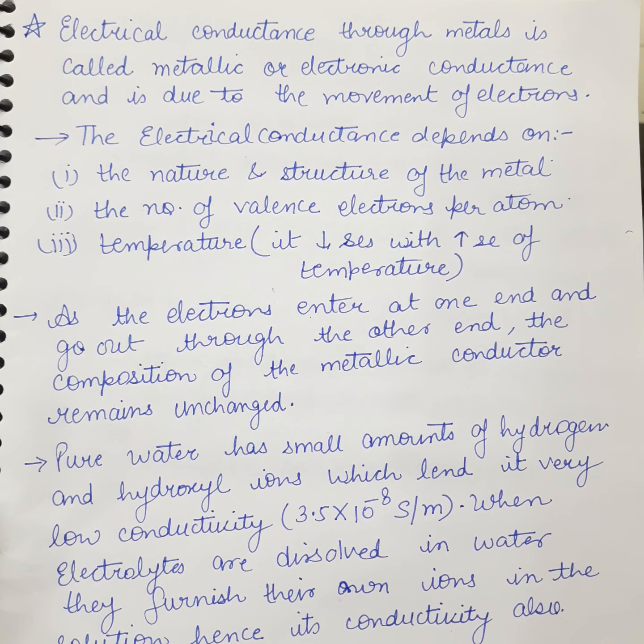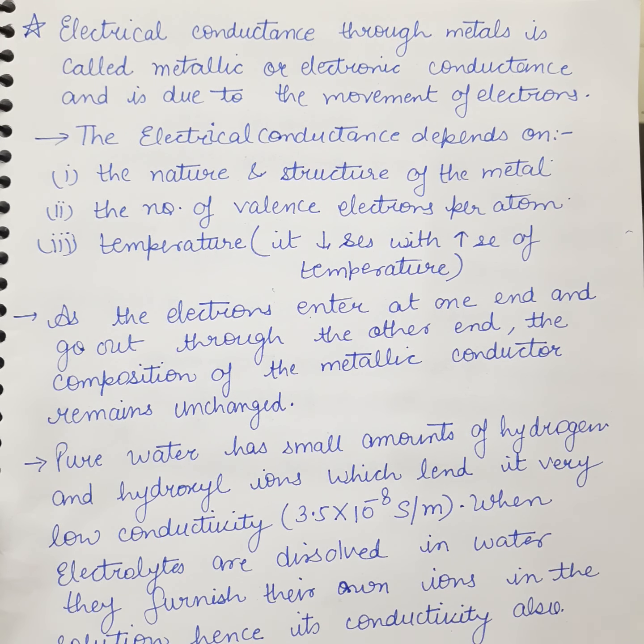Electrical conductance through metals is called metallic or electronic conductance, and it is due to the movement of electrons. The electrical conductance depends on, first, the nature and structure of the metal; second, the number of valence electrons per atom; third, temperature. It decreases with increase of temperature. As the electrons enter at one end and go out through the other end, the composition of the metallic conductor remains unchanged.